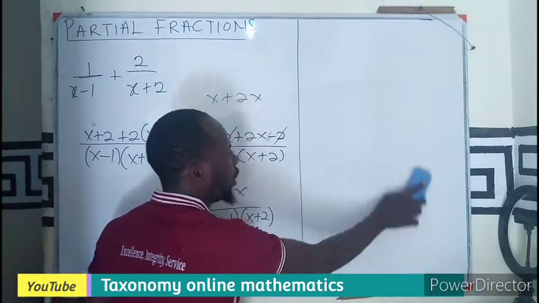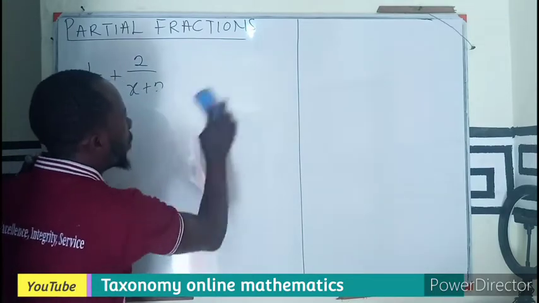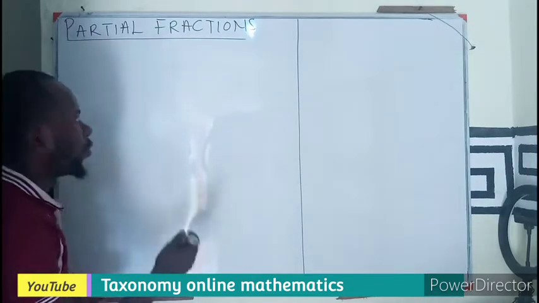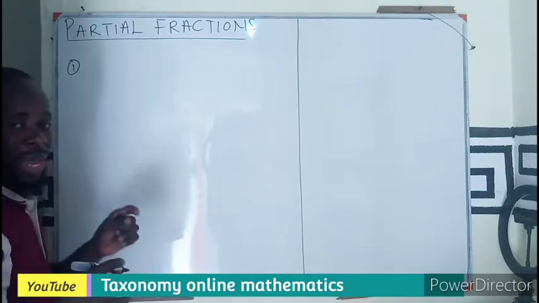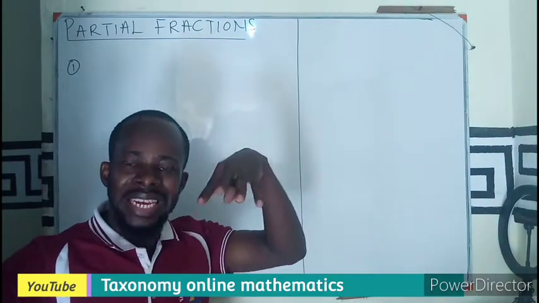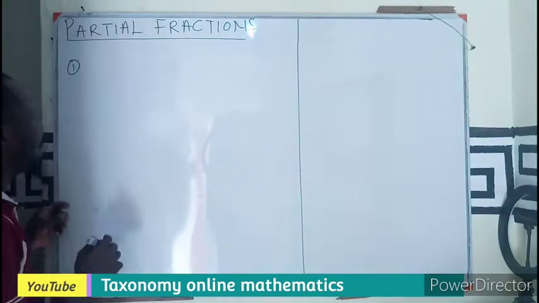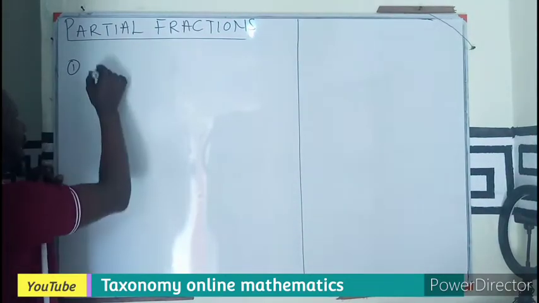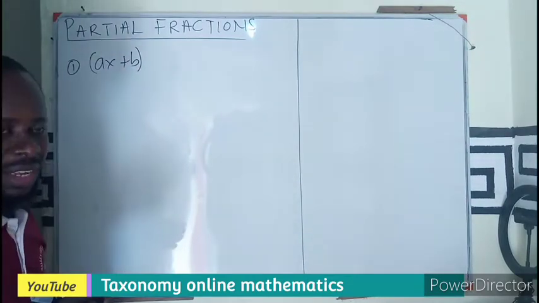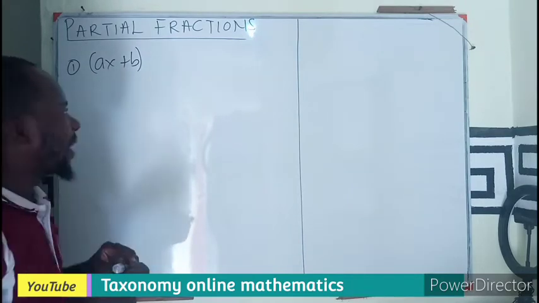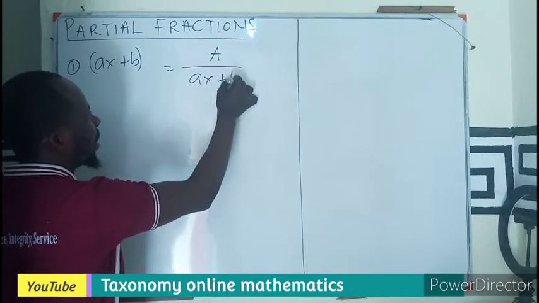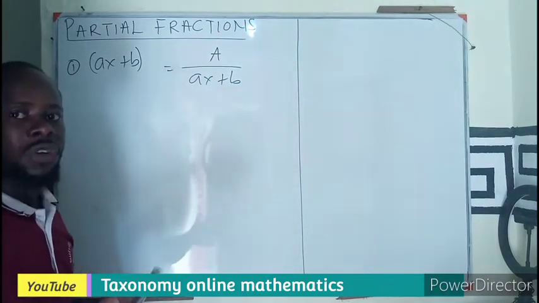Now, if you want to decompose a fraction, there are 4 simple processes that we will be following. Process 1: the decomposition depends on the denominator. So if a denominator is a linear factor of the form ax + b without repeating, the process is that we are going to have A over (ax + b), where A is a constant to be determined.